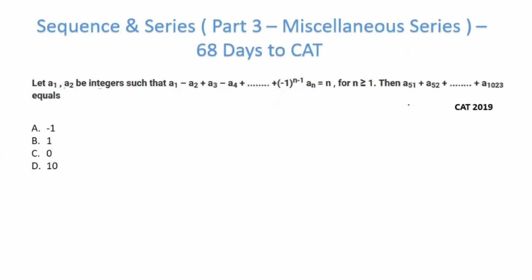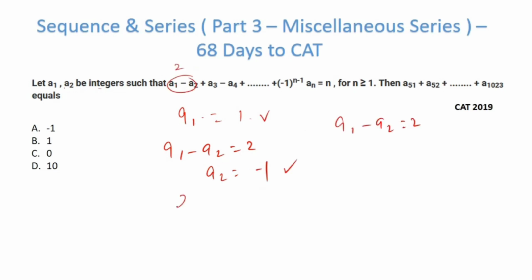A similar pattern spotting from CAT 19, A1 minus A2 plus A3 minus A4 going on and on. So now I can say that if I take n is equal to 1, A1 becomes 1. So A1 minus A2 is equal to 2. A2 will be minus 1, right? So A1 minus A2 becomes 2. So 2 plus A3 is equal to 3. So A3 becomes 1. Then A1 minus A2 plus A3 minus A4 is equal to 4. So A4 is equal to minus 1.